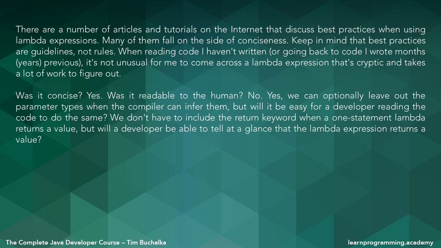So when reading code that I haven't written, or going back to code that I wrote months or years previously, it's actually not unusual for me to come across a Lambda expression that's cryptic and takes a lot of work to figure out. So the question I would ask is, was it concise? Well, yes it was, but was it readable to the human? No. So yes, we can optionally leave out the parameter types when the compiler can infer them, but will it be easier for a developer reading the code to do the same? Now, we don't have to include the return keyword when a one-statement Lambda returns a value, but will a developer be able to tell at a glance that the Lambda expression returns a value?